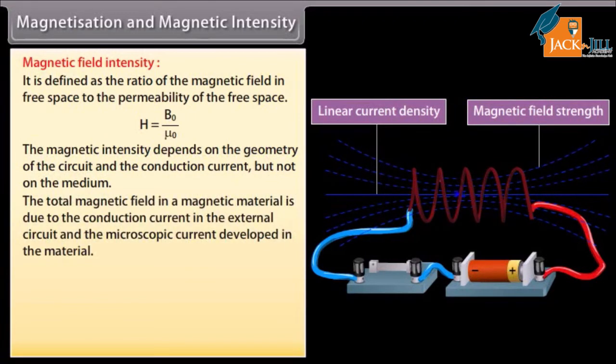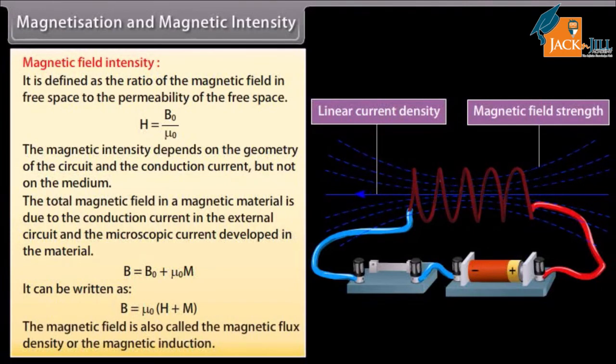The total magnetic field in a magnetic material is due to the conduction current in the external circuit and the microscopic current developed in the material. B is equal to B naught plus mu naught M. It can also be written as B is equal to mu naught multiplied by H plus M. The magnetic field is also called the magnetic flux density or the magnetic induction.